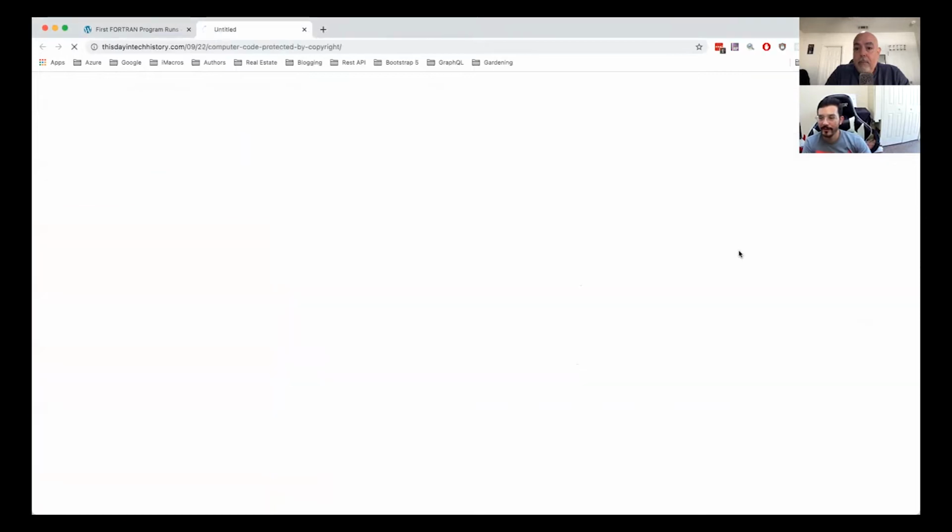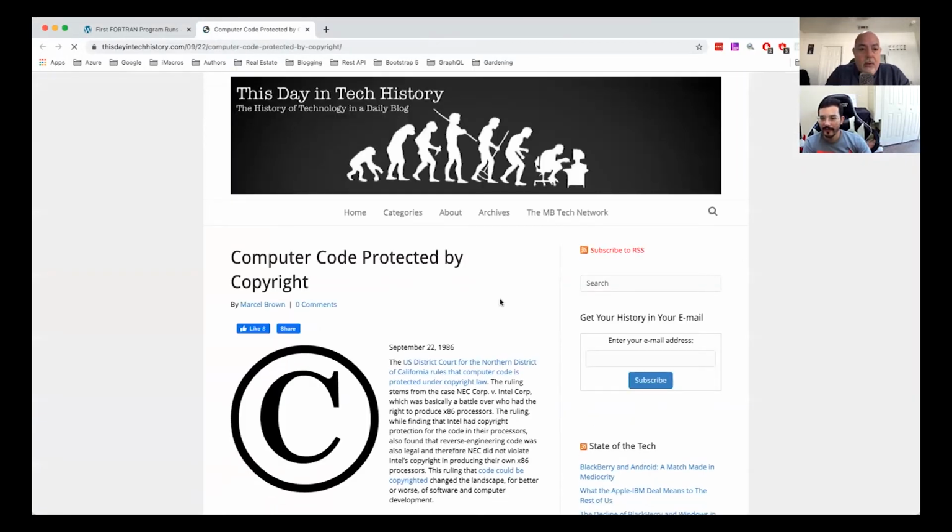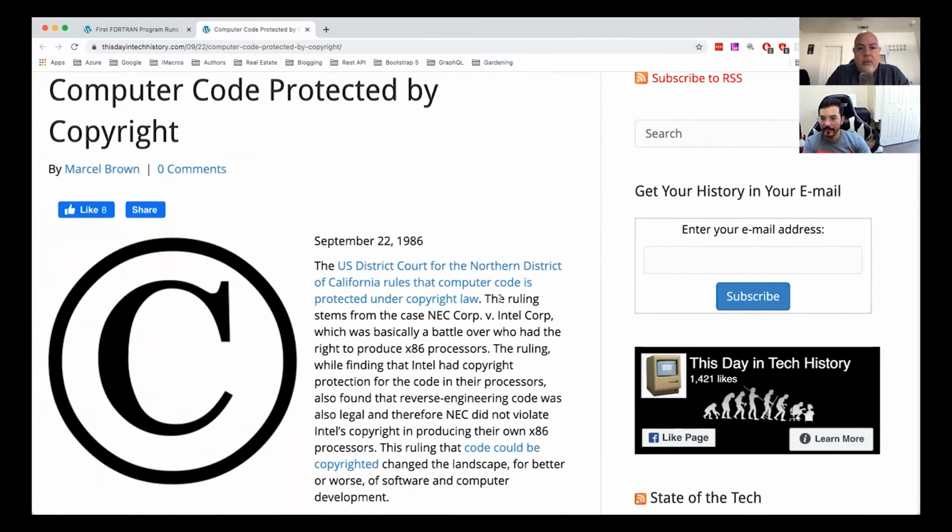Cool. Next up, we have September 22nd, computer code protected by copyright. The first one. Ooh, computer code. What was NEC Corporation versus Intel? Basically battled over who had the right to produce x86 processors. Wow. The ruling, while finding that Intel had the copyright protection for the code in their processors, also found that reverse engineering code was also legal, and therefore NEC did not violate Intel's copyright to reproduce their own x86 processor.